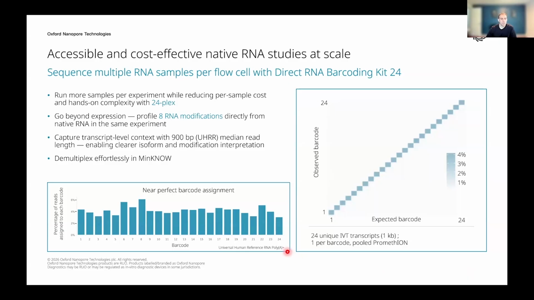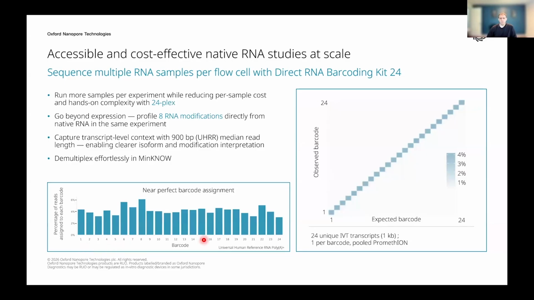And just a little bit of data to show the performance here. On the left, we've got a plot showing the barcode balance. The barcode balance is quite strong between the different samples. So you can be confident that when you load multiple samples, the number of reads assigned to said sample would be around the same as what you would expect for the other samples.